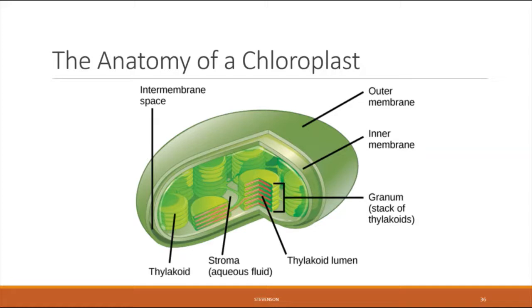We divide photosynthesis into two separate stages, and as we talk about those stages, we're going to talk about the part of the process that occurs either in the stroma or in the thylakoids. So just be aware of the anatomy of the chloroplast for those purposes.